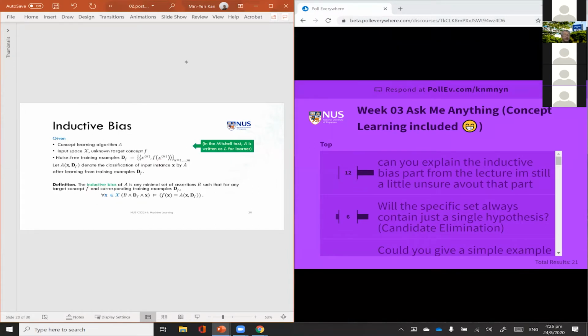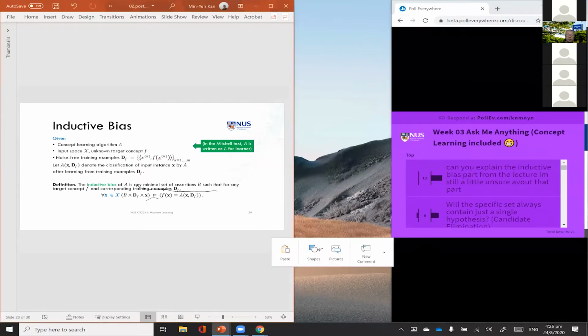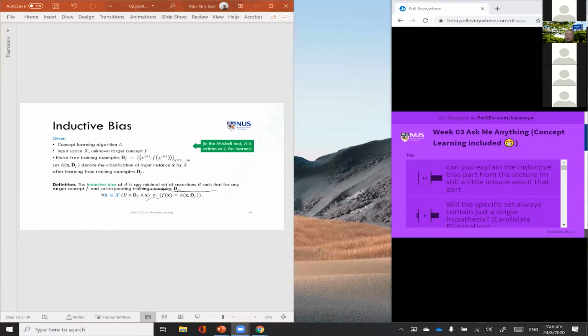Okay, so this inductive bias is basically what we said here: just the minimal set of assertions that is going to allow us to come up with a target concept so that it has this entailment. Okay, let's see, can we move this over a little bit? Well, I'm not very good at operating this.